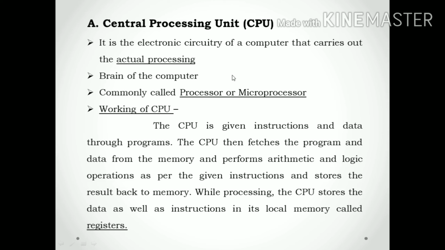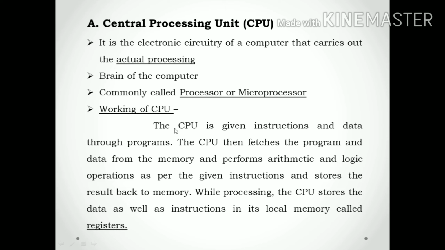So who does this operation? It's the CPU. Is it the memory? No. Is it the output or input devices? No. Okay. So which component does this operation? CPU. The actual processing is done by the CPU, and hence it's called the brain of the computer, because it does the actual processing. It's also commonly called the processor or microprocessor. The other names of CPU are processor and microprocessor.